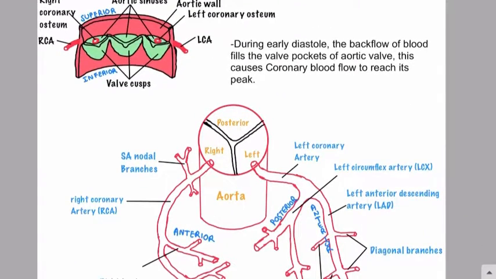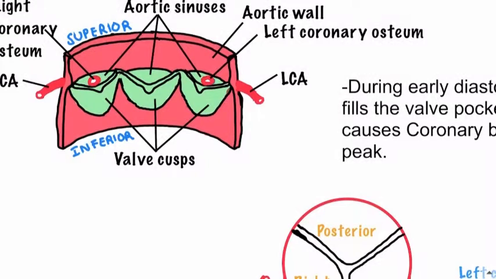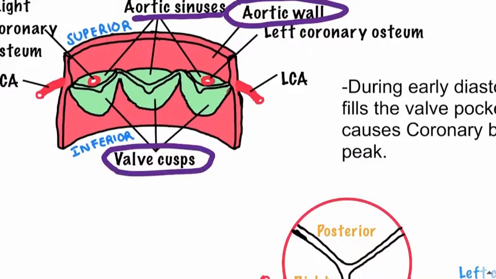Guys, the coronary arteries arise from the aortic sinuses. Let me give you the introduction of the aortic sinuses. So what are aortic sinuses? Aortic sinuses are basically the dilatations between the wall of the aorta and the cusps of the aortic valve.